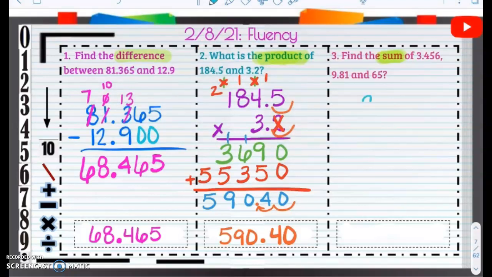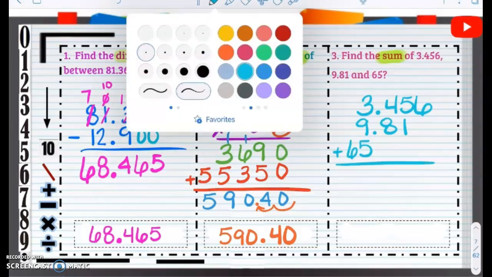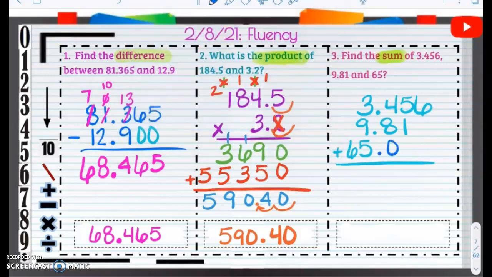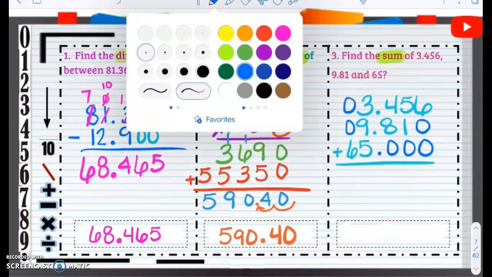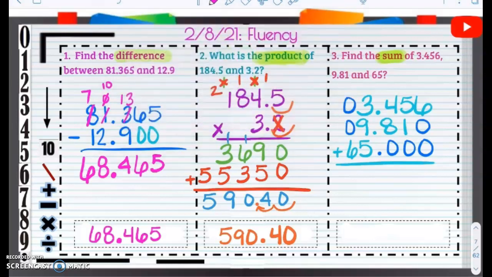So 3 and 456 thousandths plus 9 and 81 hundredths plus 65. All right, so let's put some placeholder zeros here. All right, let's add them up. So 6 plus 0 plus 0 is 6. 5 plus 1 is 6. 8 plus 4, 8, 9, 10, 11, 12.